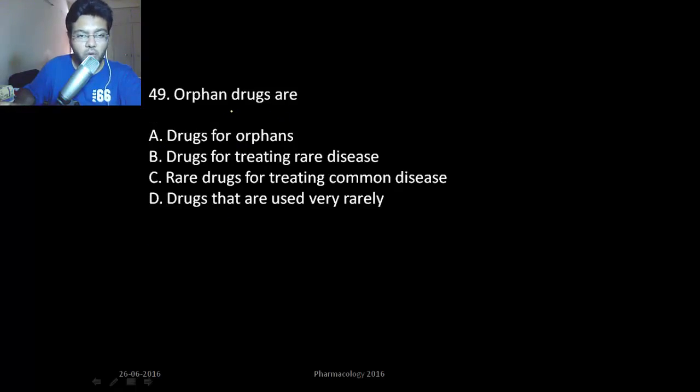And this is the question: orphan drugs are, your answer key says, drugs that are used very rarely, but according to KD Tripathi, they are actually the drugs which are used for treating rare diseases. And obviously if the disease is rare, you'll use that drug very rarely, right? These are called orphan drugs.